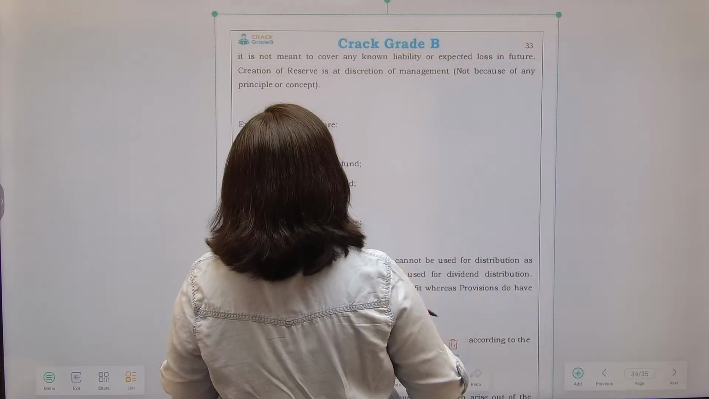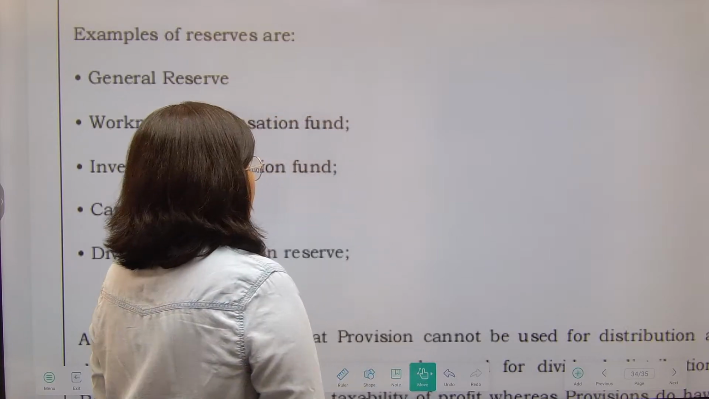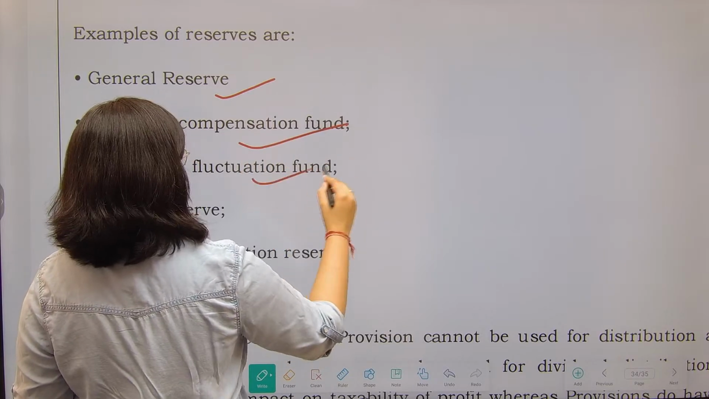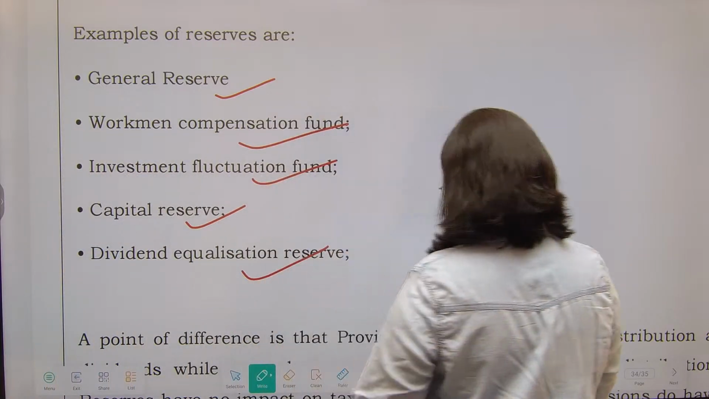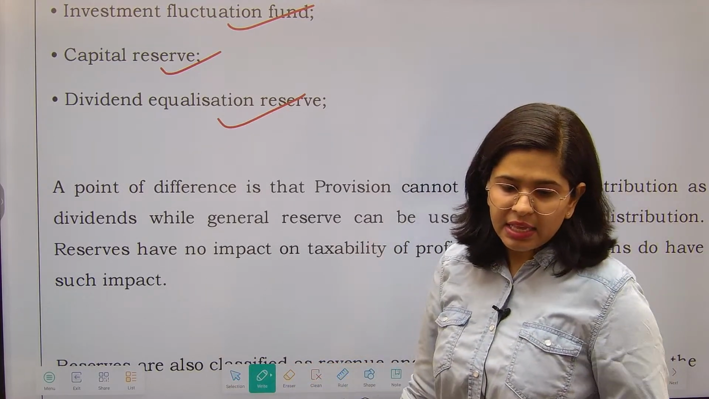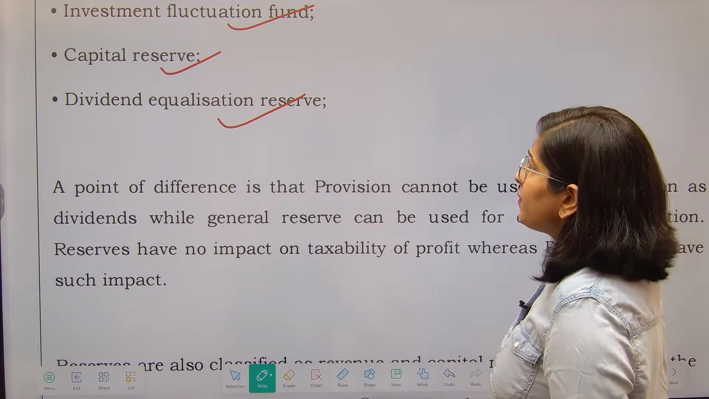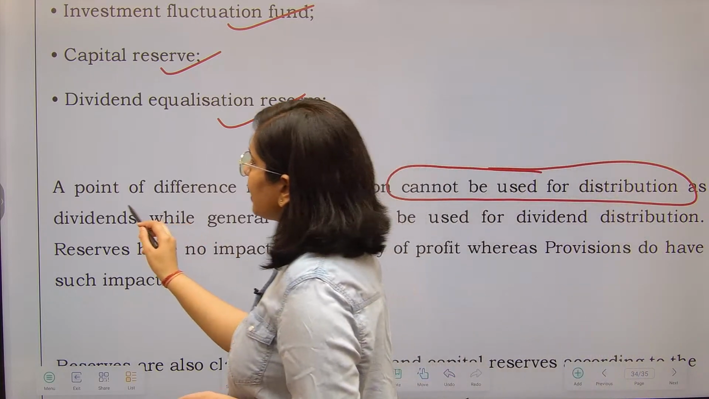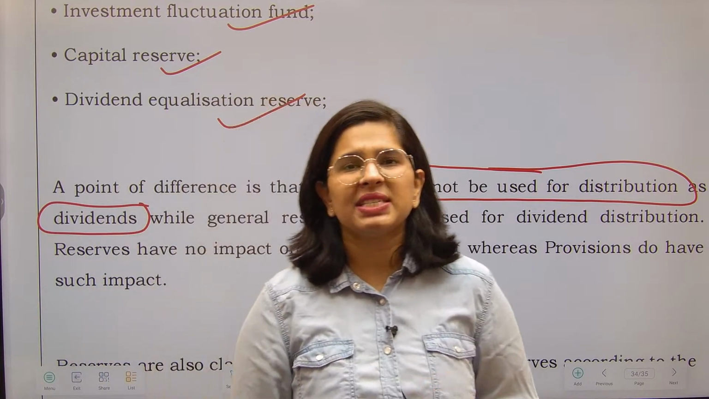Now what are the examples of reserves? Some examples are general reserve, workmen compensation, investment fluctuation, capital reserve, dividend equalization reserve. Now a few points of difference I have also included. What are the points of difference? So this is the point of difference between the provision and your reserve. See, provision cannot be used for distribution of dividends. Why can it not be used for distribution of dividend? Because we have made provision for a specific thing.